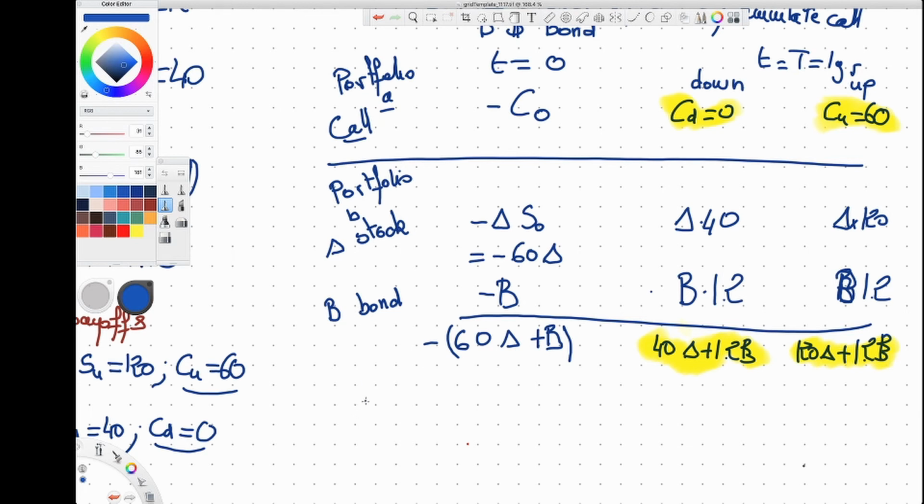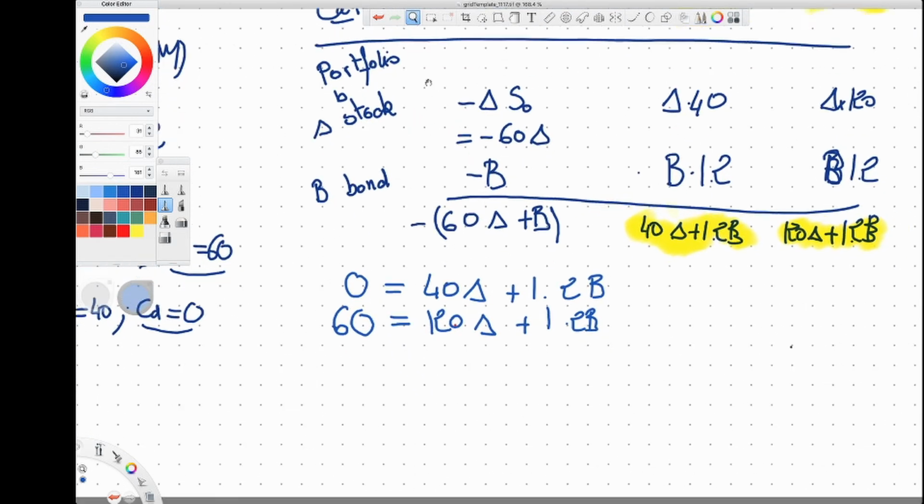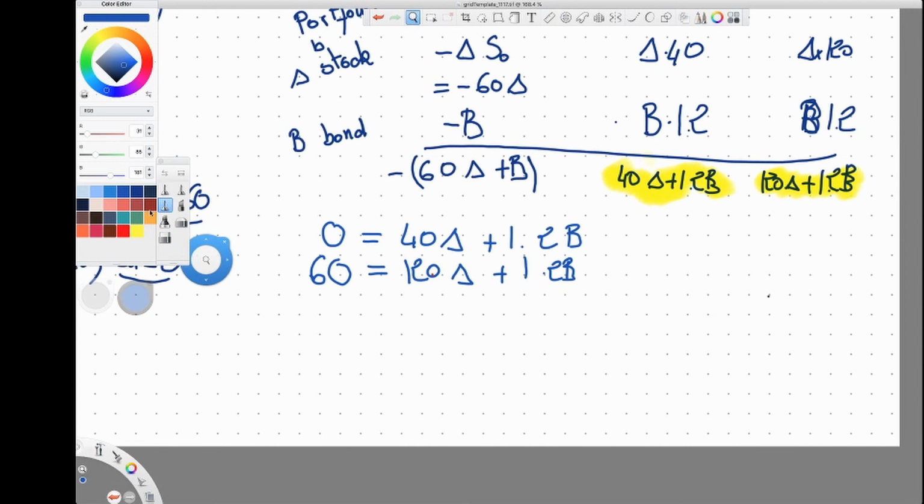Okay, so I start with, in the down branch, my payoff of 0 has to be equal to 40 times delta plus 1.2 times B. And in the up state, I have CU, which is 60, which is equal to 120 delta plus 1.2 times B. Okay, and now this is just a matter of actually solving a system of equations with two unknowns. Okay, so how do I solve this?